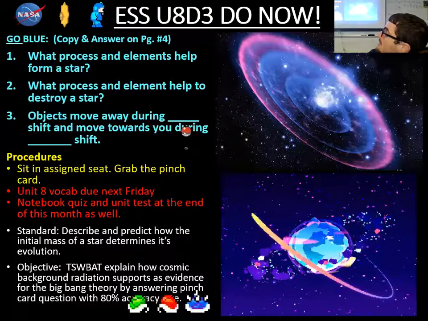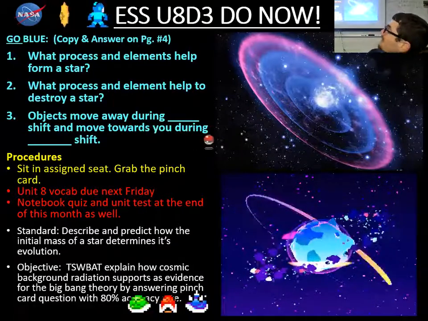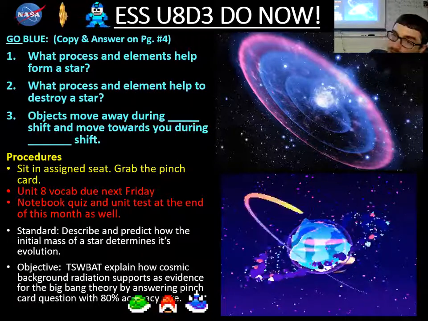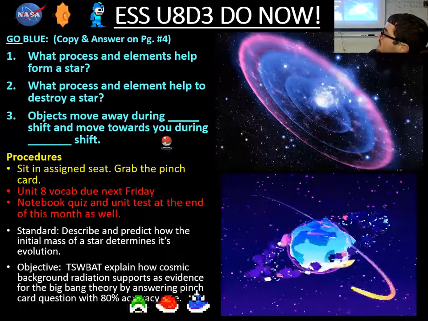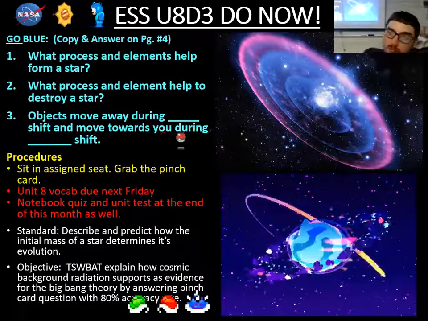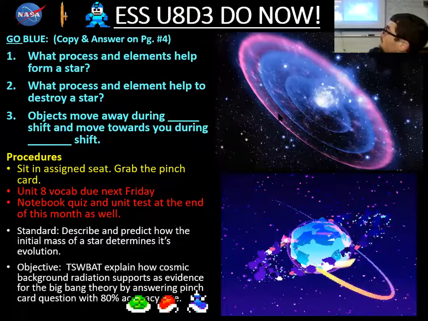Number 1, what process and elements help form a star? Number 2, what process and element help to destroy a star? And 3, objects move away during what shift and move towards you during what shift? Feel free to answer in the chat if you'd like to contribute for the Go Blue. This will be on page 4.